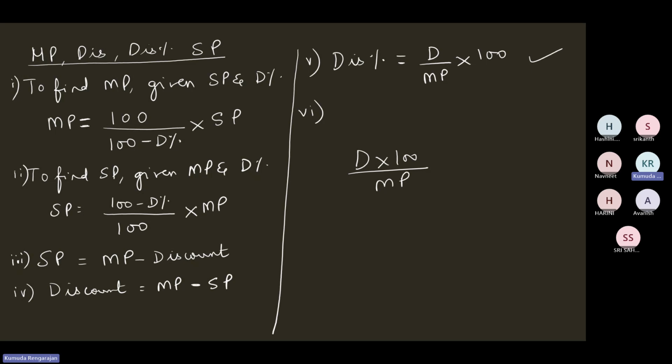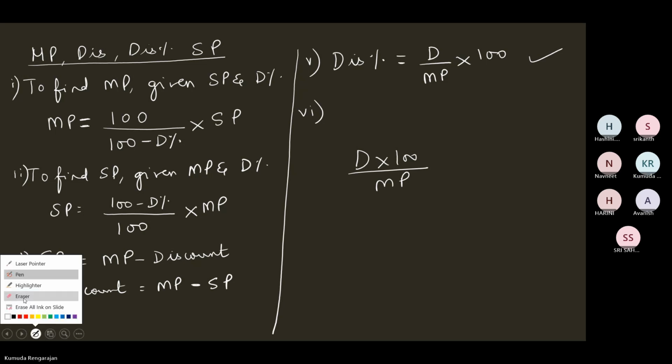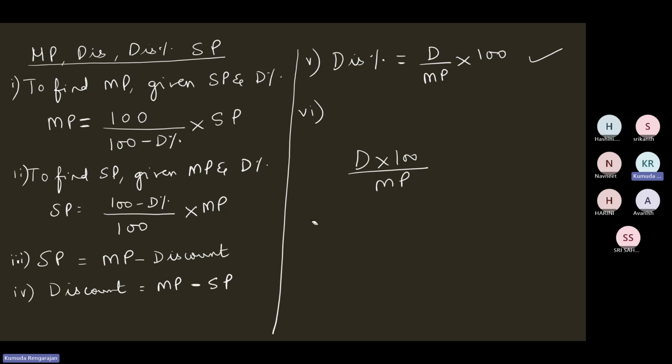Here also, 100 into SP by 100 minus D%. It's the same. 100 minus D% into MP by 100. I'm just writing everything as a fraction into something.